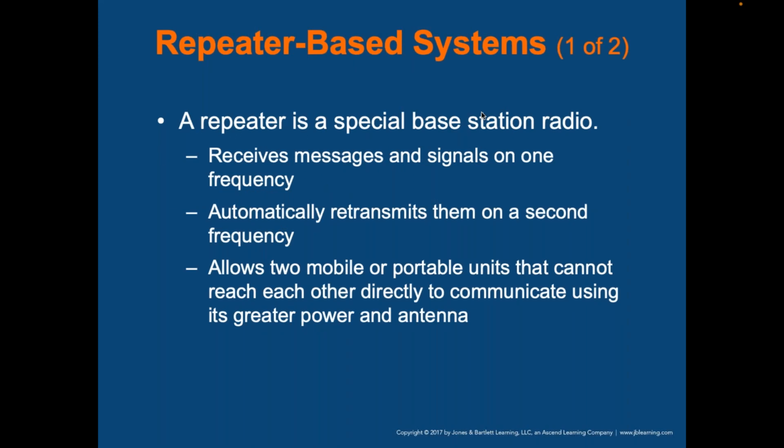Repeater-based systems are what most of our systems out here are. A repeater receives messages and signals on one frequency and automatically retransmits them on a second frequency. So you transmit in on one, it goes to the repeating system, then transmits off the second frequency back to that base radio, which allows two mobile or portable units that cannot reach each other directly to communicate using a greater power and antenna.